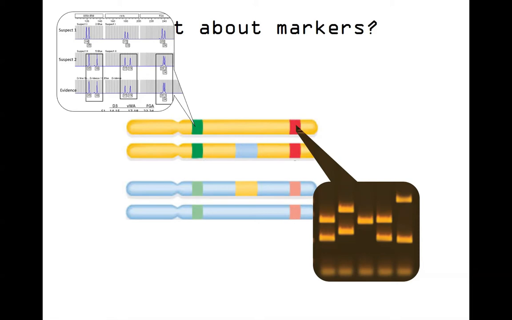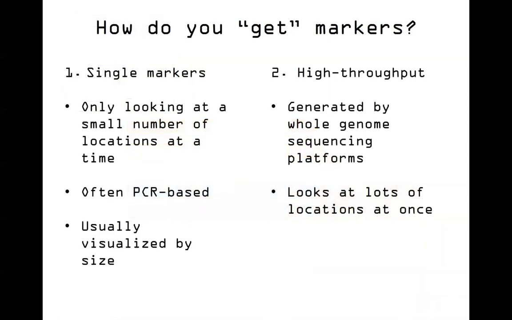In our review of markers, I think it's important to think about how you actually get these markers. Like, who came up with the CODIS markers, that kind of thing. We're not going to talk about who came up with the CODIS markers per se, but think about those as single one-off markers. Each CODIS marker is looking at only one location at a time, an individual spot.